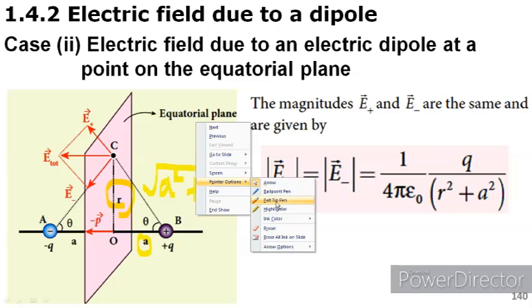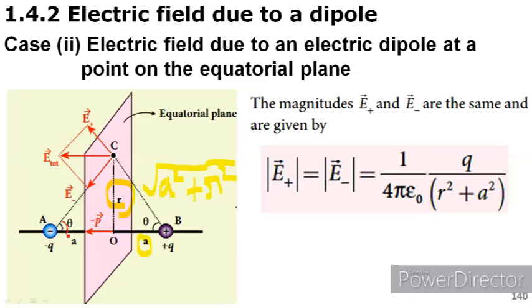Now look at this. If this angle is theta, and this angle is theta, here I can draw a line parallel to this dipole axis. Then this angle is also theta. If this angle is theta, this one is also theta, and similarly this one is also theta. According to the geometry, this angle is theta and this angle is theta.